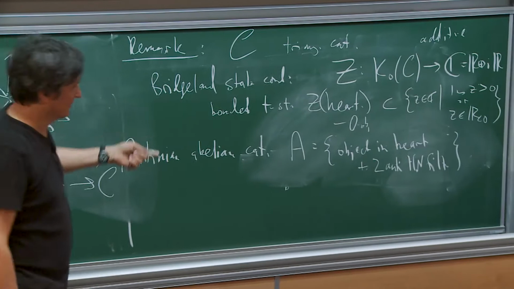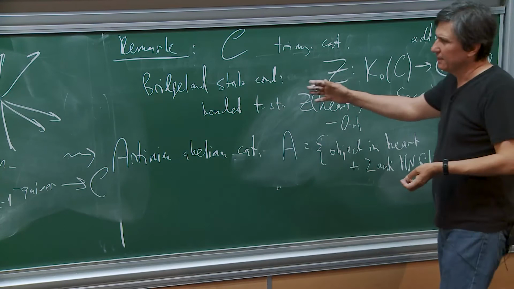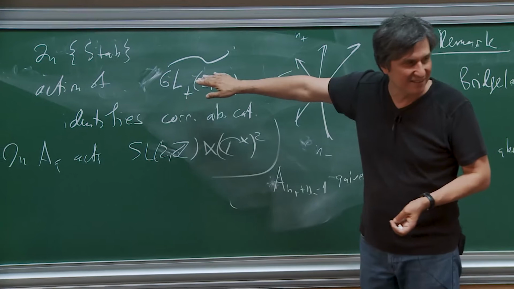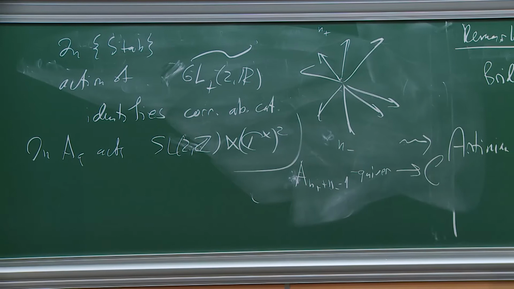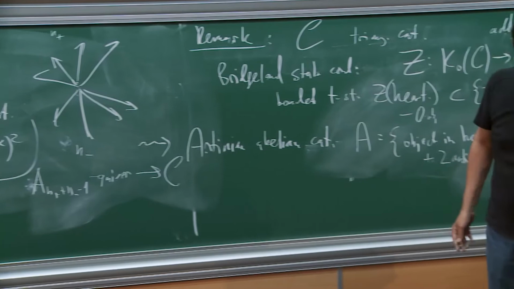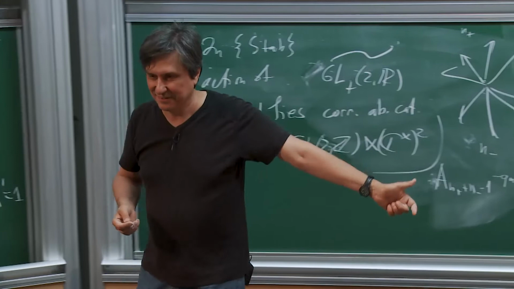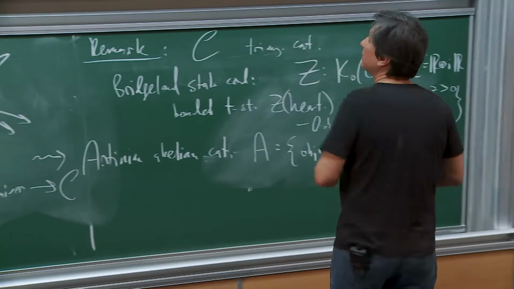It's not clear at all, but when you have an elliptic curve, then the space of stability structures is essentially one orbit of GL2R. That is well known. And hence, you get an essentially canonical abelian category associated to the derived category of the elliptic curve. And that's the corollary of all this picture. Now, this explains this symmetry in a nice way.